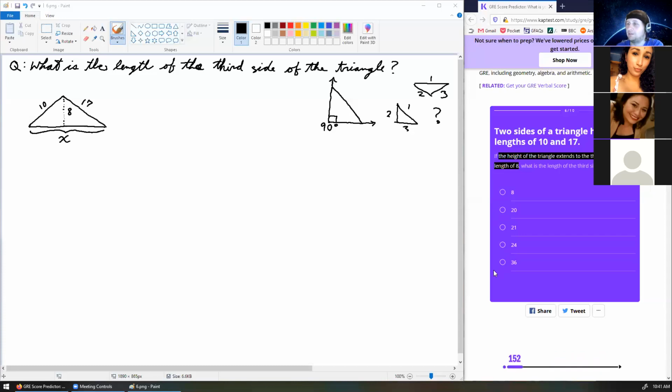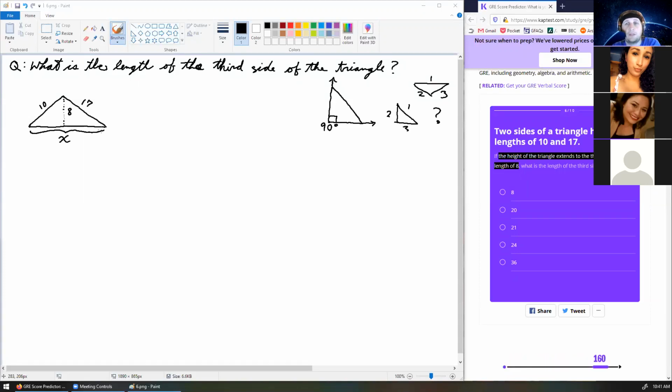So what we're going through now is first we had to figure out what the triangle looked like. I knew that there was one side that was length 10 and one side that was length 17. And we know that the height extends to the third side and has a length of 8. So we came up with this drawing here. One side is length 10, one side is length 17, and then the height extends to the third side, which we don't know the value of.